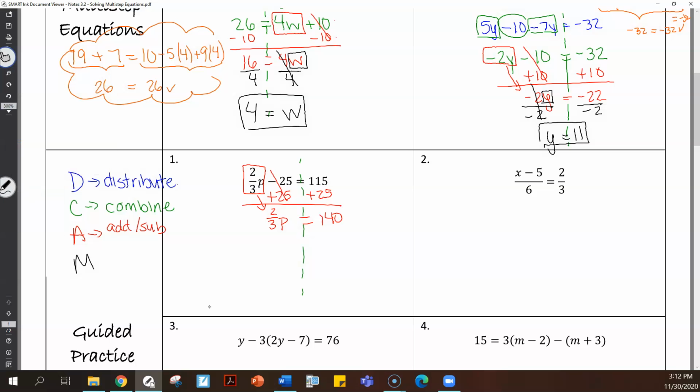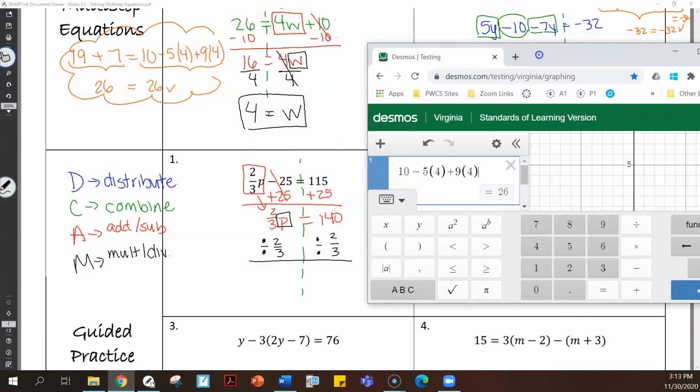Now my variable term is alone, so my last step is to multiply or divide to get my variable alone. My variable here is P. That is 2/3 times P. So I'm going to undo 2/3 times P by dividing by 2/3. 2/3 is what I want to get rid of, so 2/3 is what I'm going to divide by. If I do it on one side, I have to do it on the other side. Now, this looks scary, but Desmos can do this without a problem.